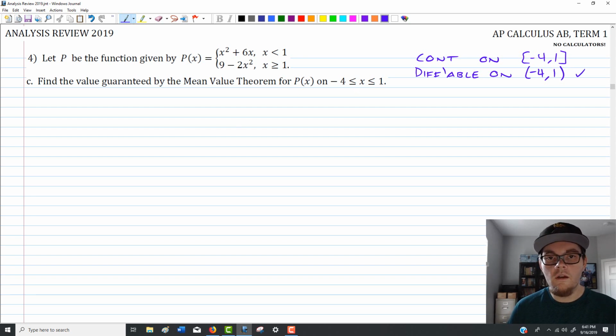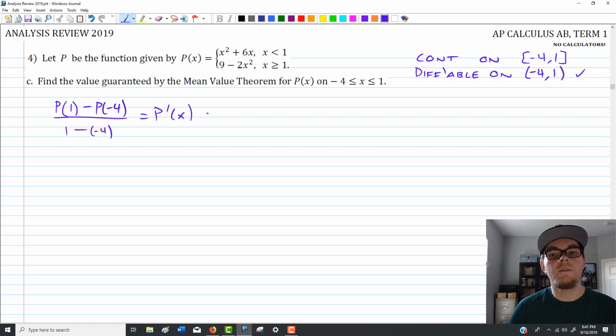What I'll note here is that we're describing all of the values in that top branch. Basically, p prime of x is equal to 2x plus 6 for all the values less than 1. So let's focus our attention there. First, we need to figure out where p of 1 minus p of negative 4, all over 1 minus negative 4, is equal to p prime of x, specifically on negative 4 to 1.